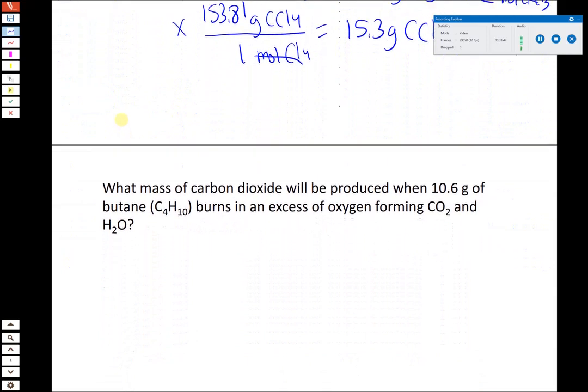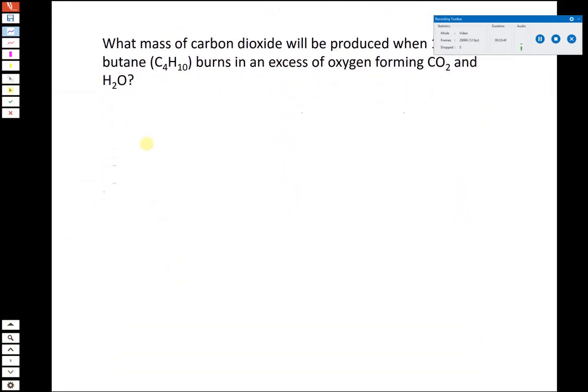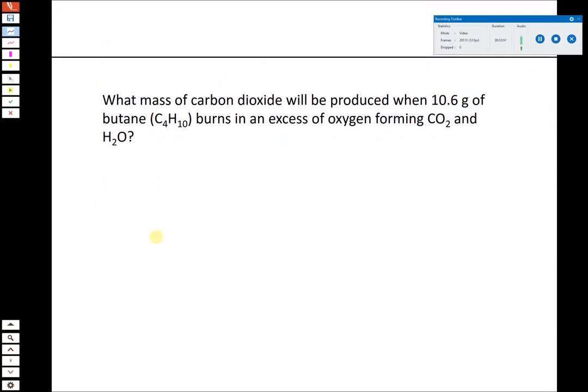All right, last one. So we didn't have to deal with limiting reactants in this one either, because we're looking for mass of carbon dioxide when 10.6 grams of butane burns in an excess of oxygen, forming CO2 and water. All right, so again, a lot of clues here to determine the chemical equation. The one that we should be getting familiar with is combustion reactions, which is when we're burning something.